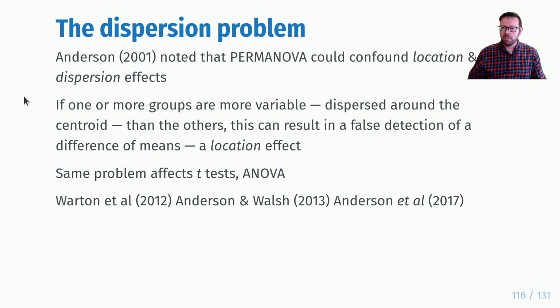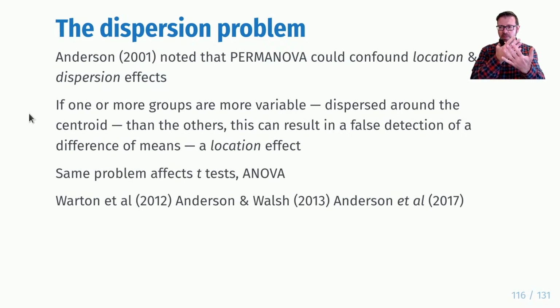Right, so there's one problem that we have to be very careful of, and that's the dispersion problem. Even in Marti Anderson's original paper in 2001, she was noting that the method can confound location and dispersion effects. What's happening here is that if one or more groups are more variable, i.e. more spread out around their centroid than the other groups, it could be one group or several of them that are more spread out than the others. If there's a difference in that dispersion around the centroids, then that can result in a false detection of a difference of means, even if the means are all the same or essentially the same.